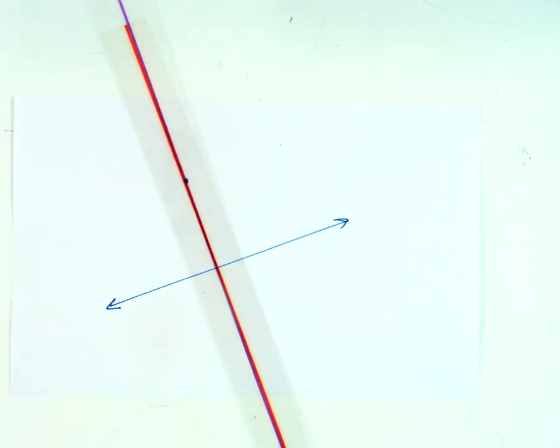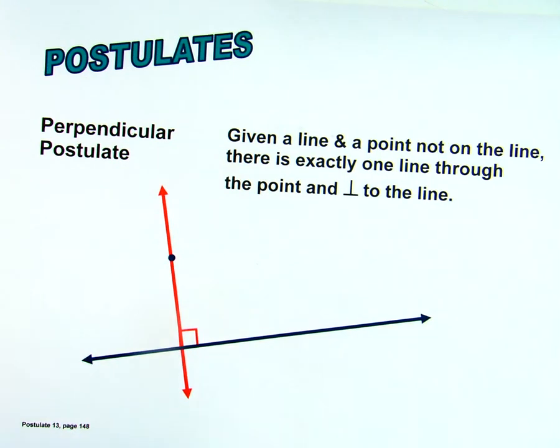And guess what? That's not a different line. It is the same line. So we say there exists one and only one line perpendicular to a given line and passing through a given point. The perpendicular postulate.